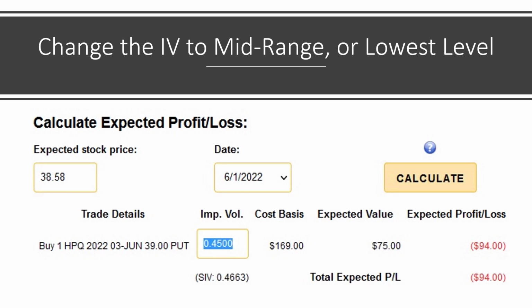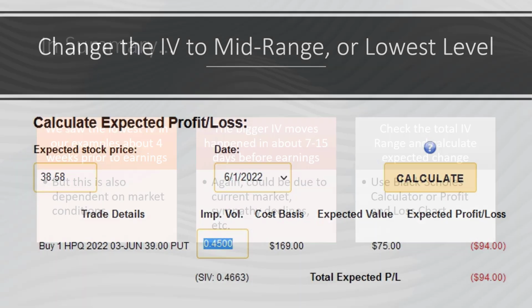If we put this down to 0.28, this option might show us only a value of 25 cents, maybe 27 cents, a much bigger decrease because of the IV flux. But you can use the Black-Scholes calculator or the calculate feature on the profit and loss chart to gauge the expectations of what you might gain or lose due to an implied volatility drop after the earnings.